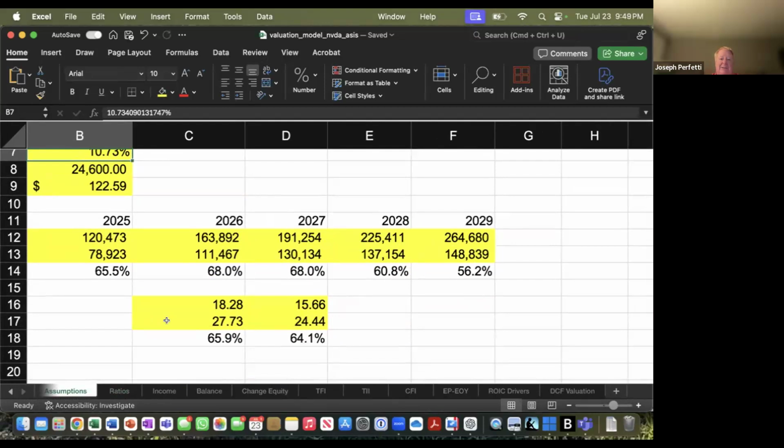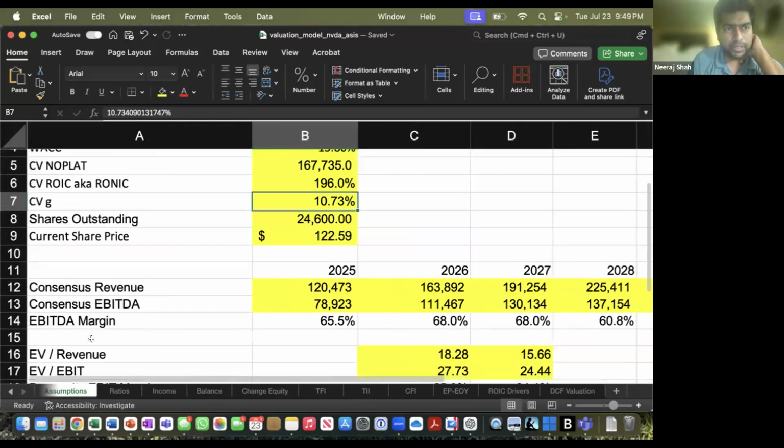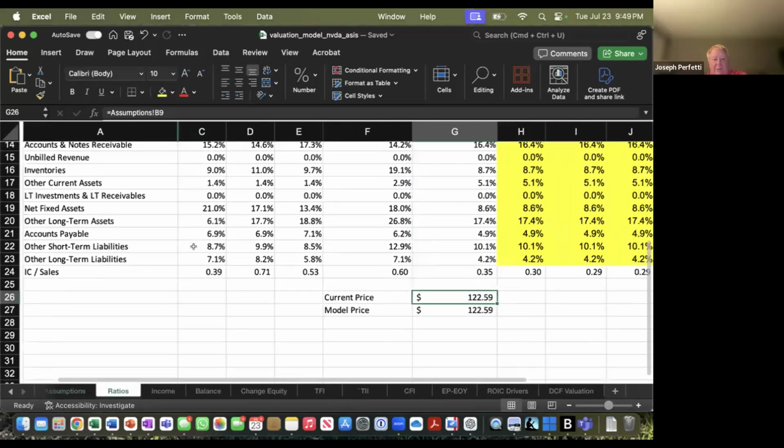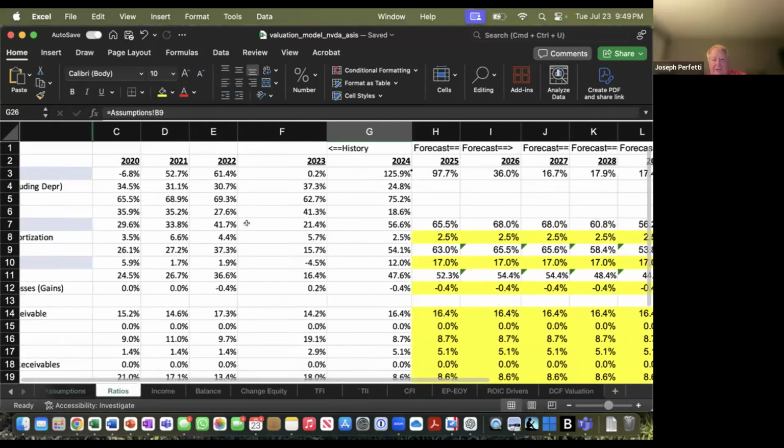Niraj? So I just had a question regarding the ratios tab, the M7 cell. How did you get the 67.5%? So in the ratios, perpetuity, okay, yes.